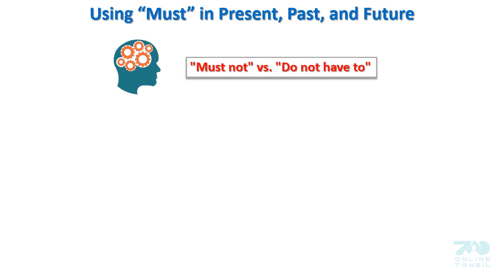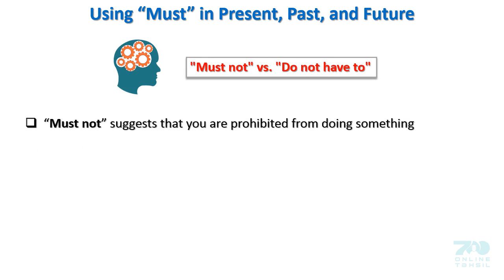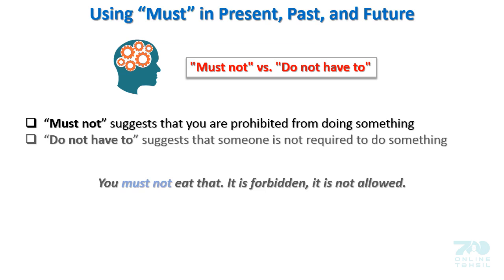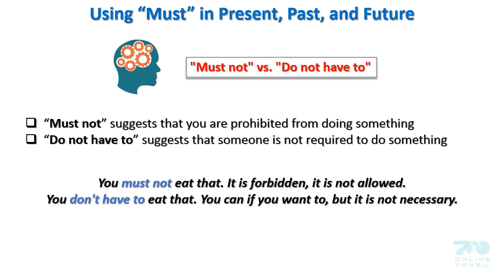Remember, must not versus do not have to. Must not suggests that you are prohibited from doing something. Do not have to suggests that someone is not required to do something. Examples. You must not eat that. It's forbidden. It's not allowed. You don't have to eat that. You can if you want to, but it's not necessary.